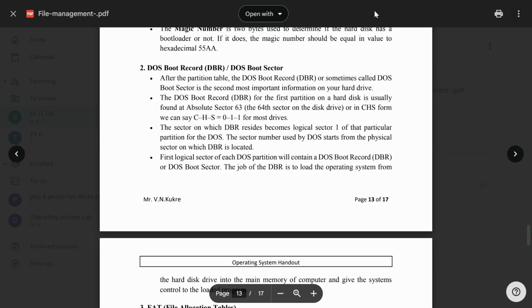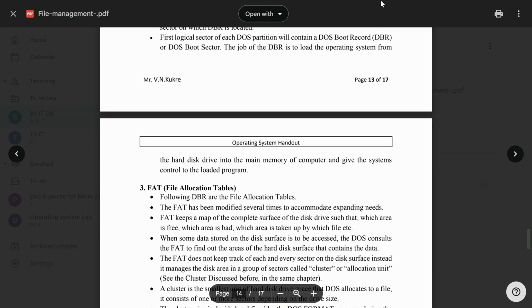The job of the DBR is to load the operating system from the hard disk drive into the main memory of the computer and give the system's control to the loaded program. So basically, the DOS boot record will load the operating system from the hard disk to the main memory.